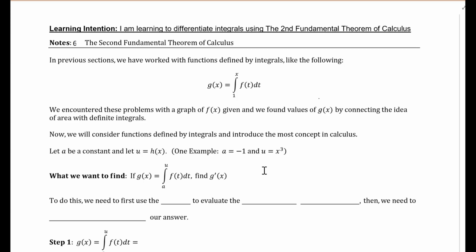What? The big idea from the first semester with the big idea from the second semester? That is correct. That's what we're going to do. We're going to differentiate integrals.